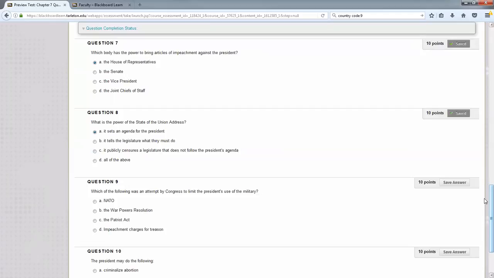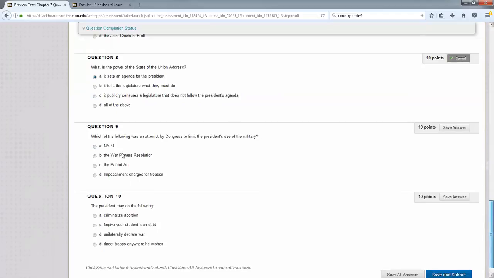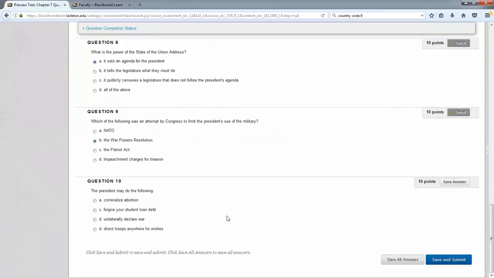Which of the following was an attempt by Congress to limit the president's use of the military? The War Powers Act, War Powers Resolution. Several of you emailed me. I don't know which one was accidentally toggled, but it has been fixed. That is the correct answer. It is a good question, so I left it in here, but I did update your grade.